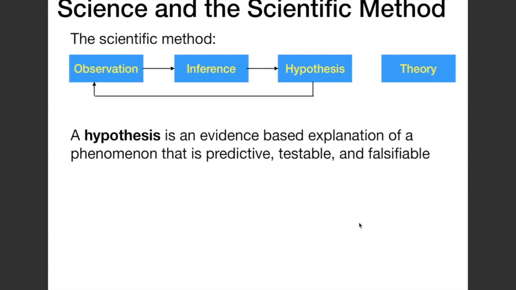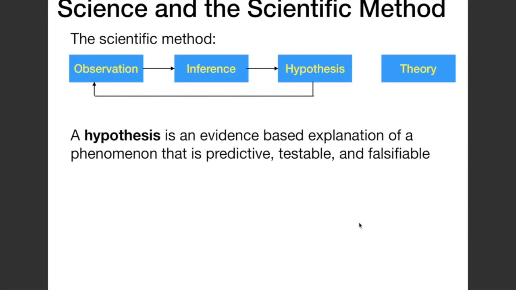A hypothesis is simply an evidence-based explanation for how a specific phenomena will behave or what the underlying mechanism that produces that phenomena is. A hypothesis has three characteristics. It is predictive, it is testable, and it is falsifiable.